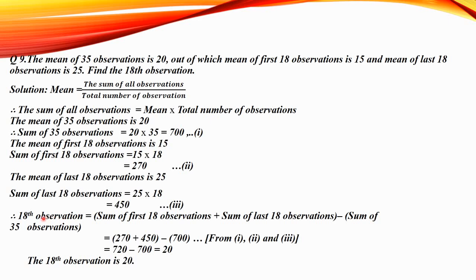So to find out the 18th observation, we can find the sum of the first 18 observations plus the sum of the last 18 observations, and from the total we subtract the sum of 35 observations. So from equations 1, 2 and 3, it is 270 plus 450 minus 700. Therefore, we get 720 minus 700, which is equal to 20. Therefore, the 18th observation is 20.